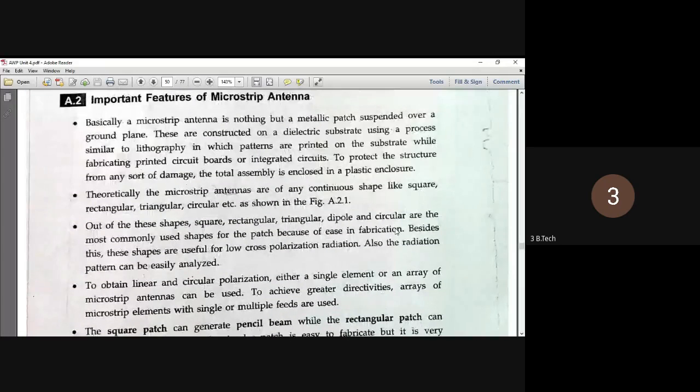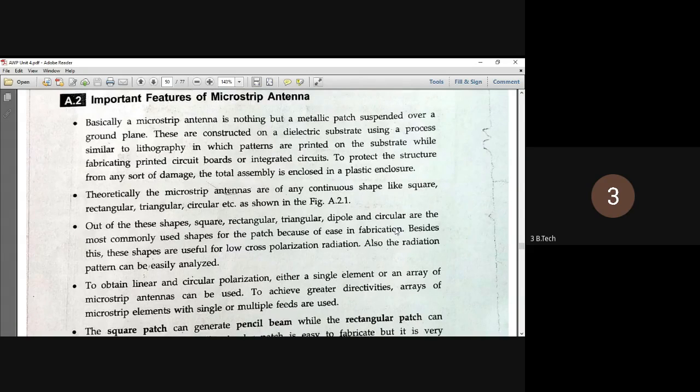సో ఇక్కడ మీకు మెటాలిక్ ప్యాచ్ అంటే ఏంటో తెలిసింది, దాని వెనకాల గ్రౌండ్ ప్లేన్ ఉంటుందో తెలిసింది, ఆర్టీ డ్యూరాయిడ్ బోర్డు మీద ఉంటామని తెలిసింది, రైట్. మైక్రోస్ట్రిప్ యాంటెనాస్ ఆర్ ఆఫ్ ఎనీ కంటిన్యూస్ షేప్, స్క్వేర్ ఉండొచ్చు, రెక్టాంగులర్ ఉండొచ్చు, ట్రయాంగులర్ ఉండొచ్చు, సర్క్యులర్ ఉండొచ్చు. Out of these shapes, square, rectangle, triangle, dipole and circular are the most commonly used shape for the patch. ఎక్కువగా డిజైన్ చేసుకుంటున్నప్పుడు 4 shapes చాలా important.